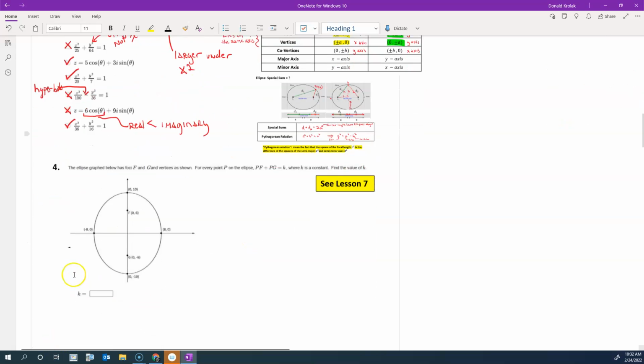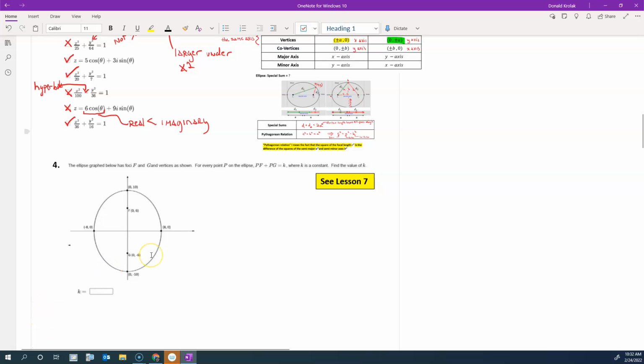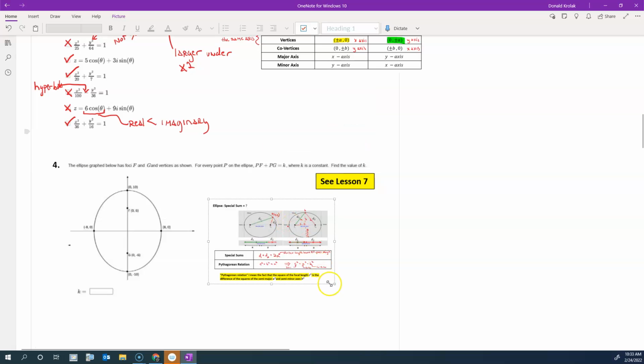All right, number 4 now. An ellipse is graphed, the ellipse below has 2 focus points, F and G, at the vertices shown. Okay, so these are the focal points right here, F and G. Every point on the ellipse, PF plus PG equals K. All right, so what that's dealing with is this idea right here.